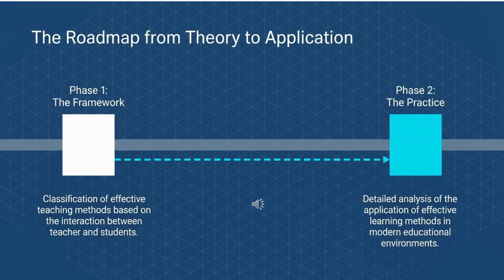The slide on page 3 proposes a two-phase movement from theory to practice. Phase 1 concerns the classification of effective teaching methods on the basis of interaction between teacher and students. Phase 2 turns to the analysis of how these methods are applied in modern educational environments. The sequence is pedagogically well-grounded. Theory provides the framework. Practice tests its value. Thus, effective teaching cannot be reduced either to abstract classification or to unstructured experience. Rather, it depends on their systematic connection.